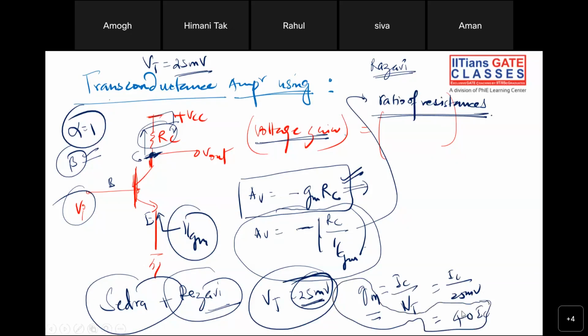So in the exam you will find all these things. In fact, in the GATE examination many questions have been asked. They have given IC as 1 milliampere, VT as 25 millivolt, so you can quickly calculate GM. This is what we have to be good at. So avoid the small signal model, and understand how to find the resistance looking from these terminals.